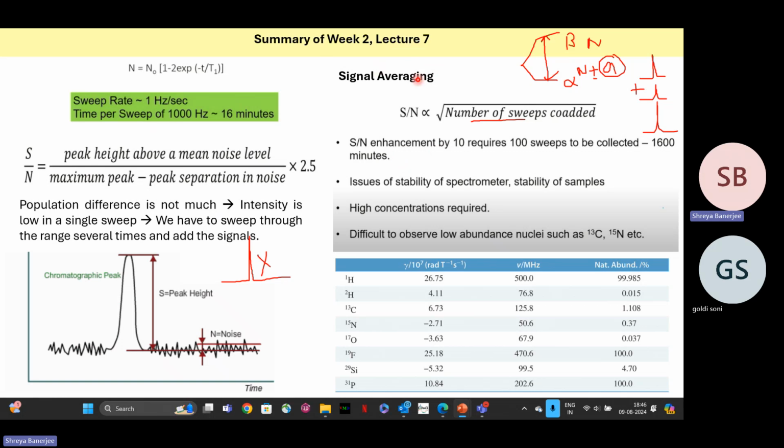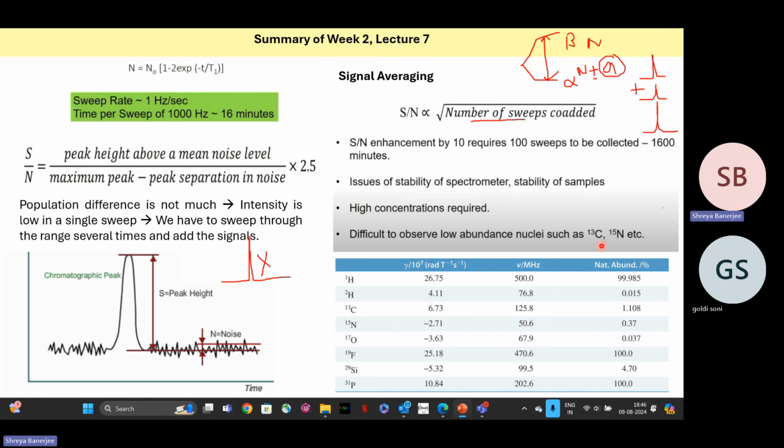So that is the problem with the continuous wave NMR instrument. Other things is that suppose you are doing an experiment for 1600 minutes, then you have to maintain the stability of the sample. Many samples can get decomposed in such a long time. Then the spectrometer will have to maintain an equilibrium field throughout. That is also difficult. Then you will need very high concentrations of the sample.